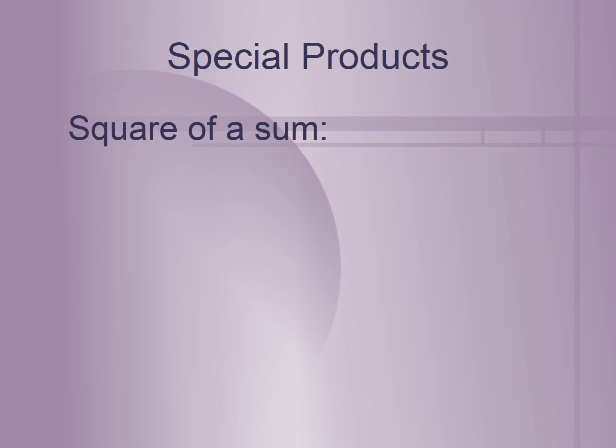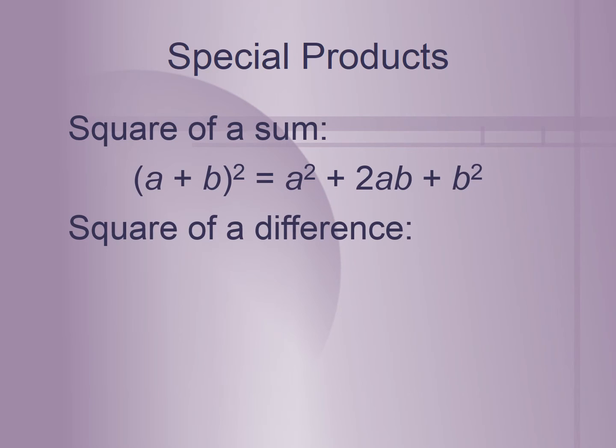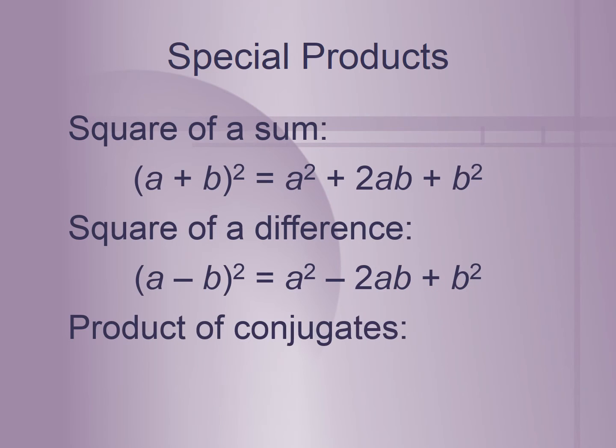All right, so a review of our formulas. The square of a sum is a squared plus 2ab plus b squared. Then we have a square of a difference, which is almost identical, but instead of a squared plus, we have a squared minus 2ab plus b squared. And then we have a product of conjugates, which says that the product of conjugates is a squared minus b squared.